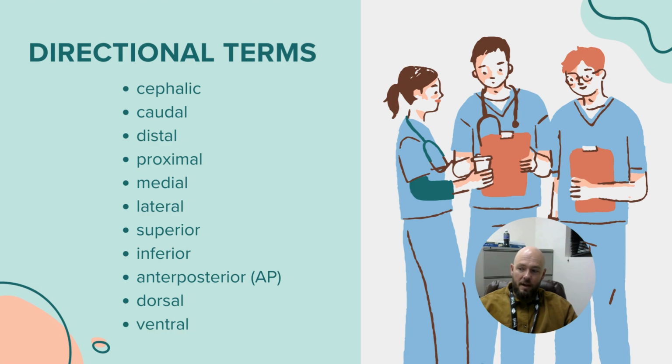Medial, we're talking about toward the middle, pertaining to the middle. Lateral is toward the side. Superior is above. Inferior is below. Antero-posterior is pertaining to the front and the back. So typically it's like a directional from the front to the back. Dorsal is toward the tail, toward the back. Ventral is toward the belly.